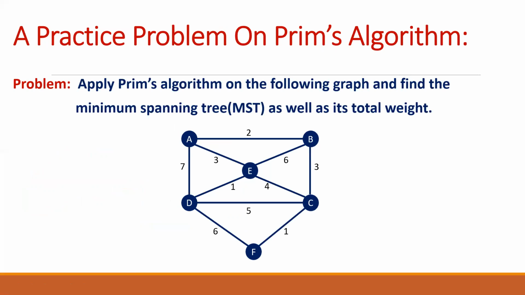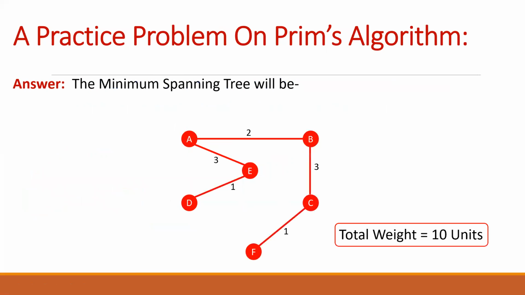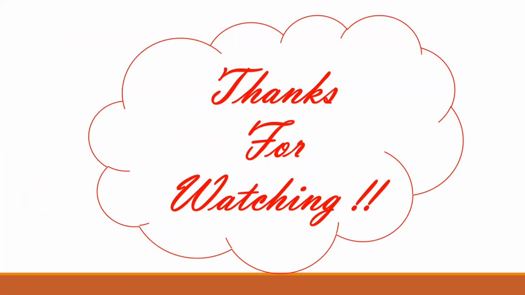Now it is a time to give you a practice problem. So you have to apply Prim's algorithm on this given undirected weighted graph, and obviously you have to find its weight also. For your convenience, I have given its answer in the next slide. The weight of this graph is also 10 units, as we got in our example. So this is the overall concept of Prim's algorithm.